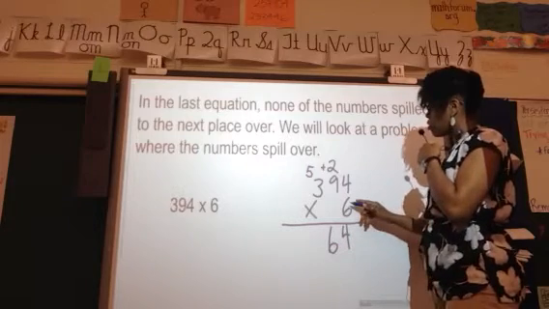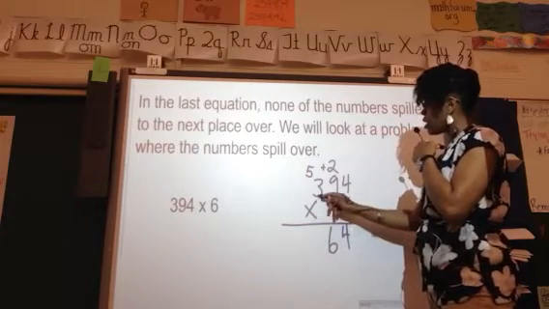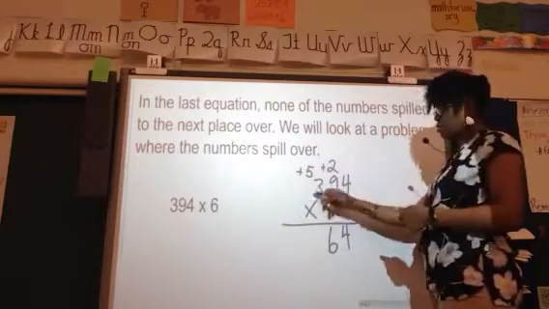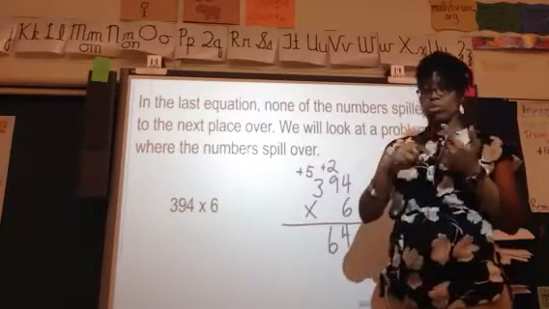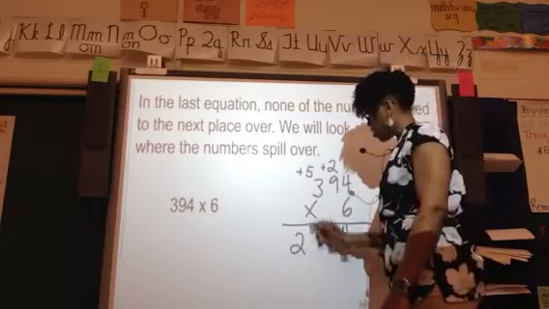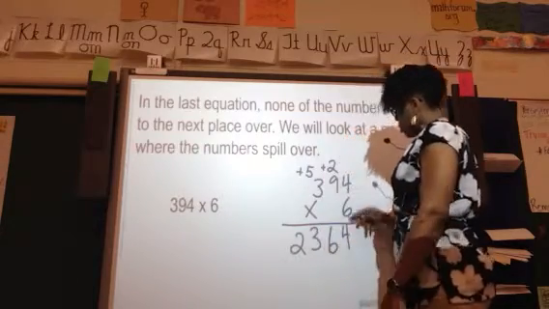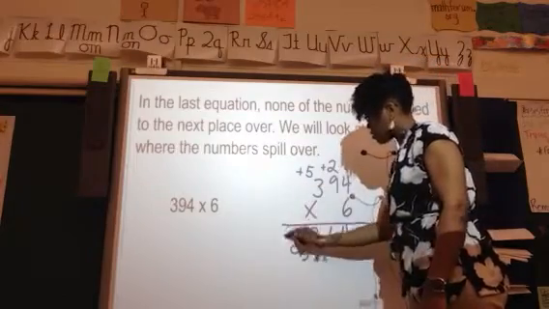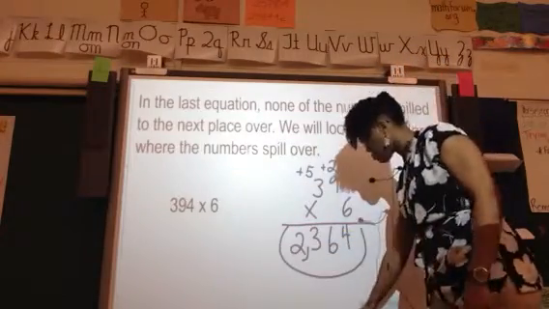So last we do 6 times 3, which is 18. Add that 5. 6 times 3 is 18, 19, 20, 21, 22, 23. So you put your 23 here. So we've got our ones place, tens place, hundreds place, thousands place. Put our comma here, circle our answer.